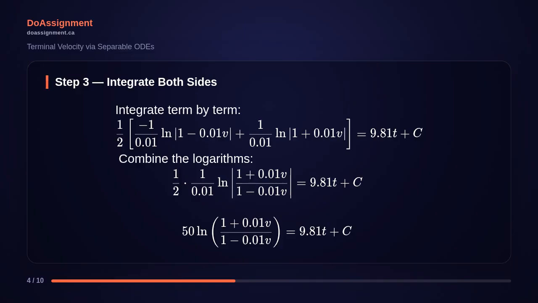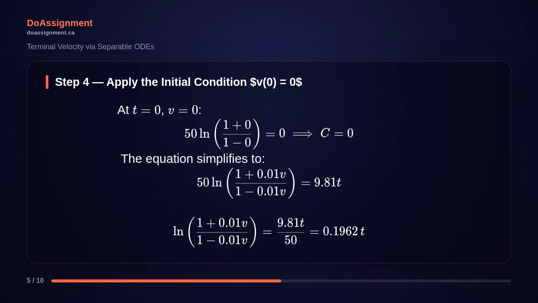Integrating the left side gives natural log terms. After simplification, we get 50 times the natural log of the quantity (1 plus 0.01 v) over (1 minus 0.01 v) equal to 9.81 t plus a constant c. Plugging in t equals 0 and v equals 0 gives the natural log of 1, which is 0, so the constant c is 0. Dividing both sides by 50 gives the natural log of the ratio equals 0.1962 times t.